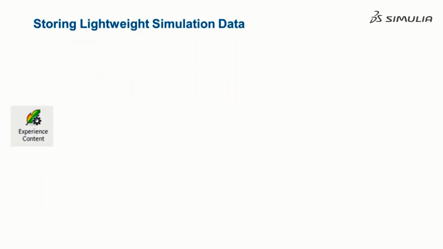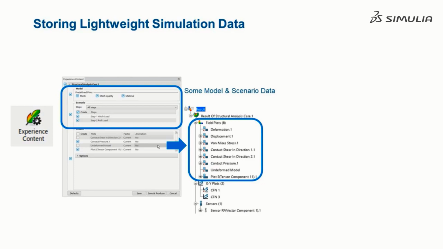Simulation results files can be quite large. Fortunately, we can save lightweight results. One method of producing lightweight results is generating experience content. Experience content contains some model and scenario data and the field plots. It does not include XY plots or sensors. Storage of experience content is independent of the results storage option. Experience content is always stored on the platform server.